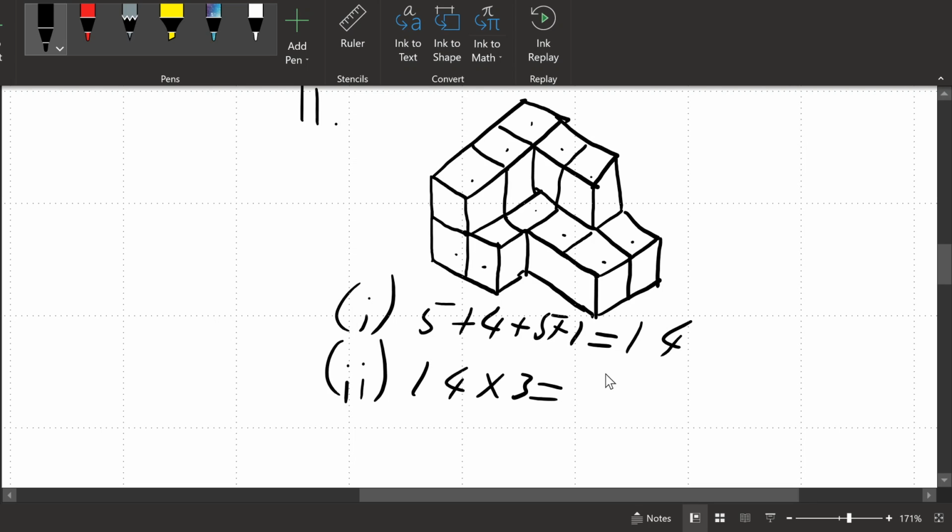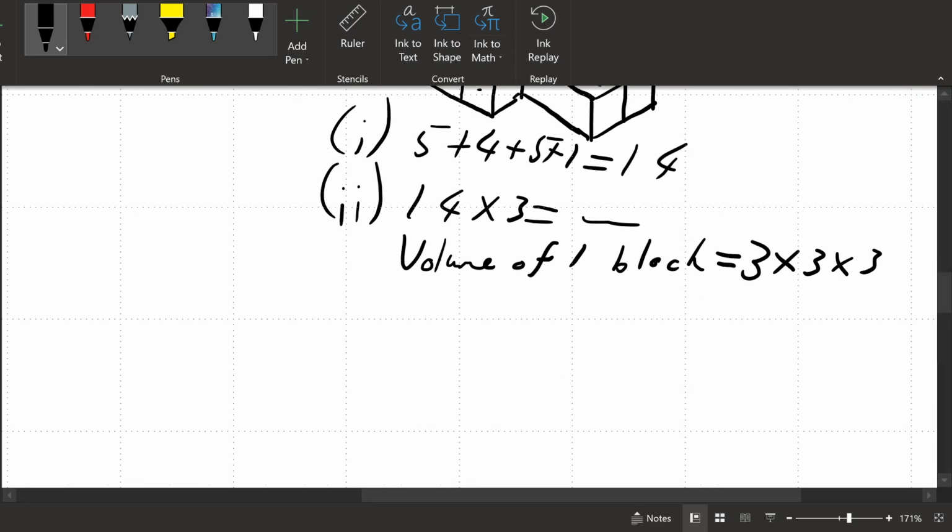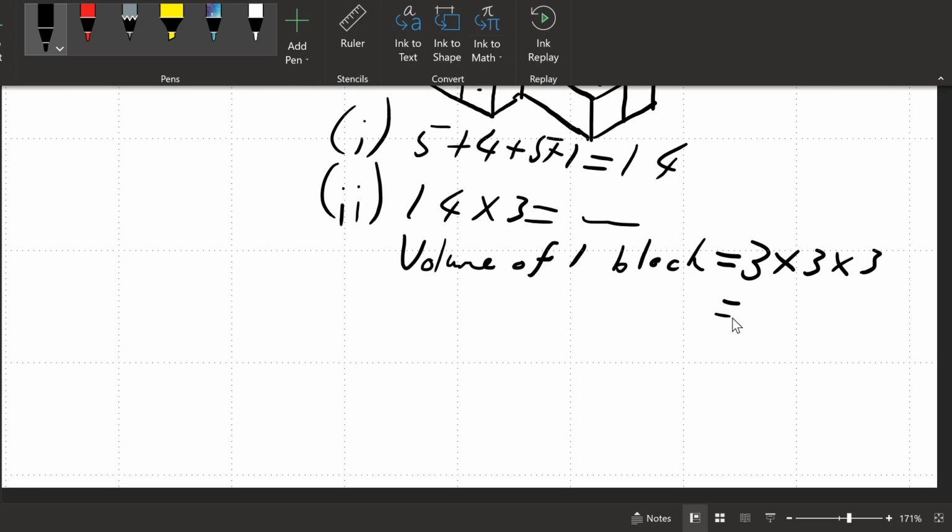Equals whatever. Is that correct? It's not, because it's saying one of the sides is 3. But what's the volume of one block? Well, that's going to be one side multiplied by one side multiplied by another side. That's where a lot of you made the mistake. So you can realize, wait a second, that's 27 centimeters cubed.